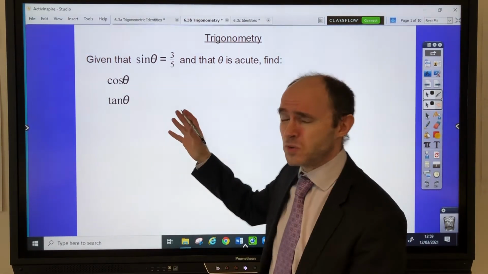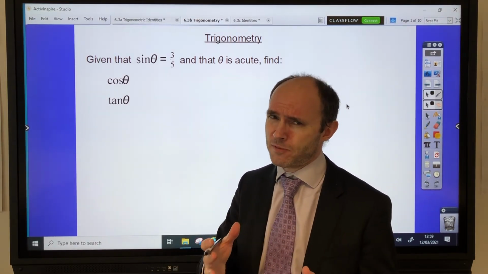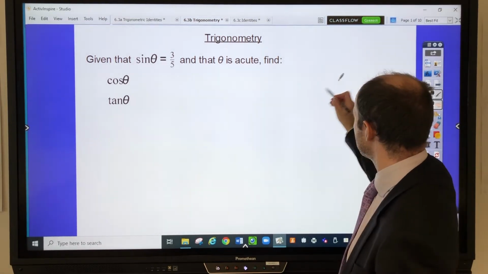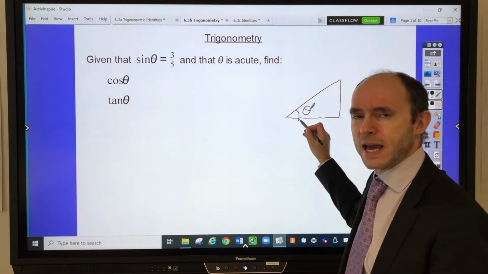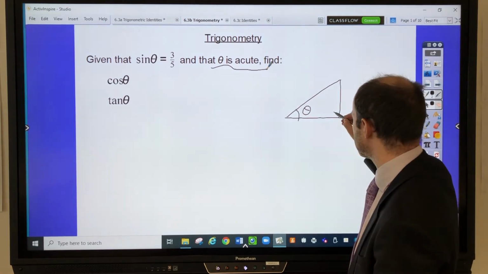But you're supposed to be able to do these without a calculator. And there's several ways of doing it. I'm going to show you my preferred way of doing it, okay? What I'm going to do is draw out a right angled triangle like this, and I'm going to assign theta to be that angle there. Theta is acute, so that kind of makes sense, okay?